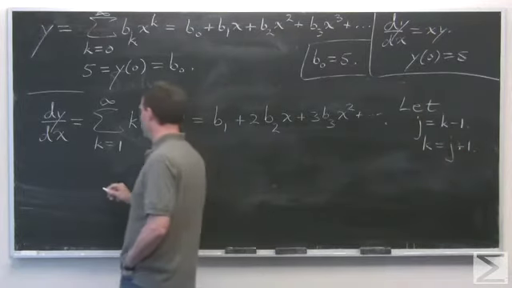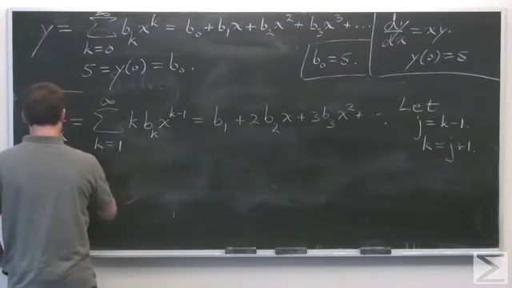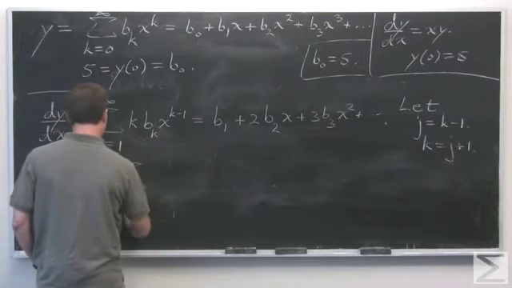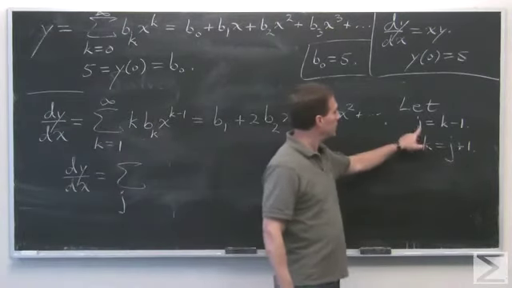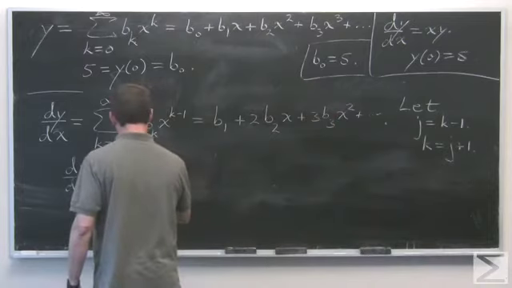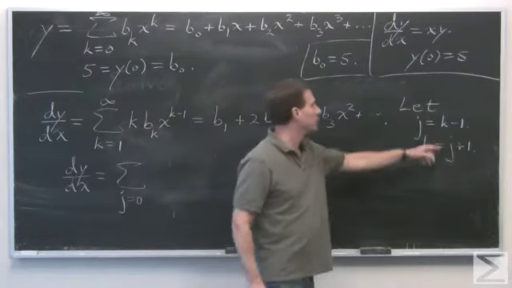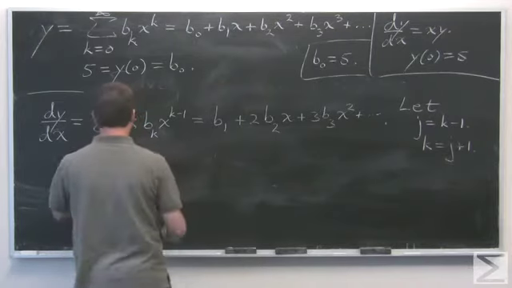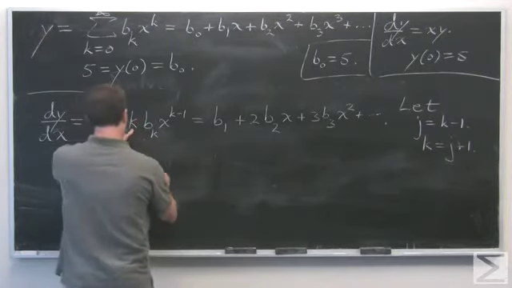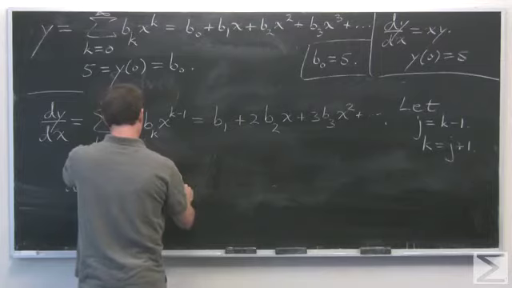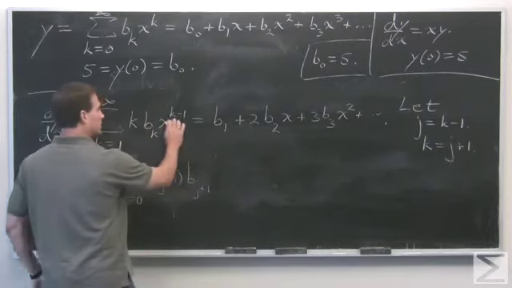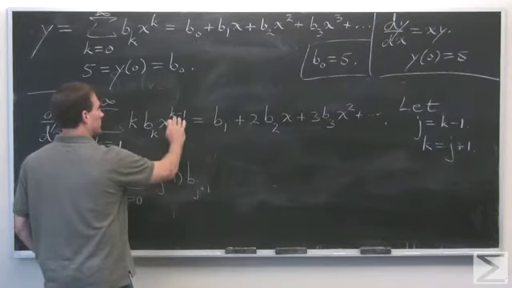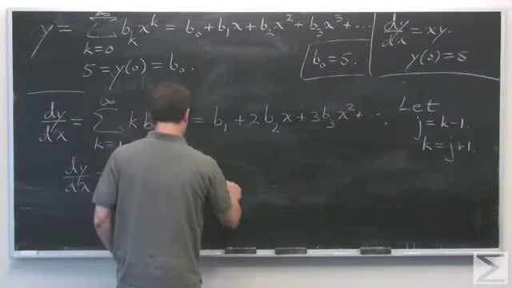So that this summation for dy/dx, we'll have dy/dx equals the sum. I want to rewrite things in terms of j. So when k is 1, j is 0. So j starts at 0. And of course, as k goes to infinity, j goes to infinity. That's not an issue. k becomes j plus 1. But the reason we did this, or one of the reasons, is so that x to the k minus 1 is just x to the j.